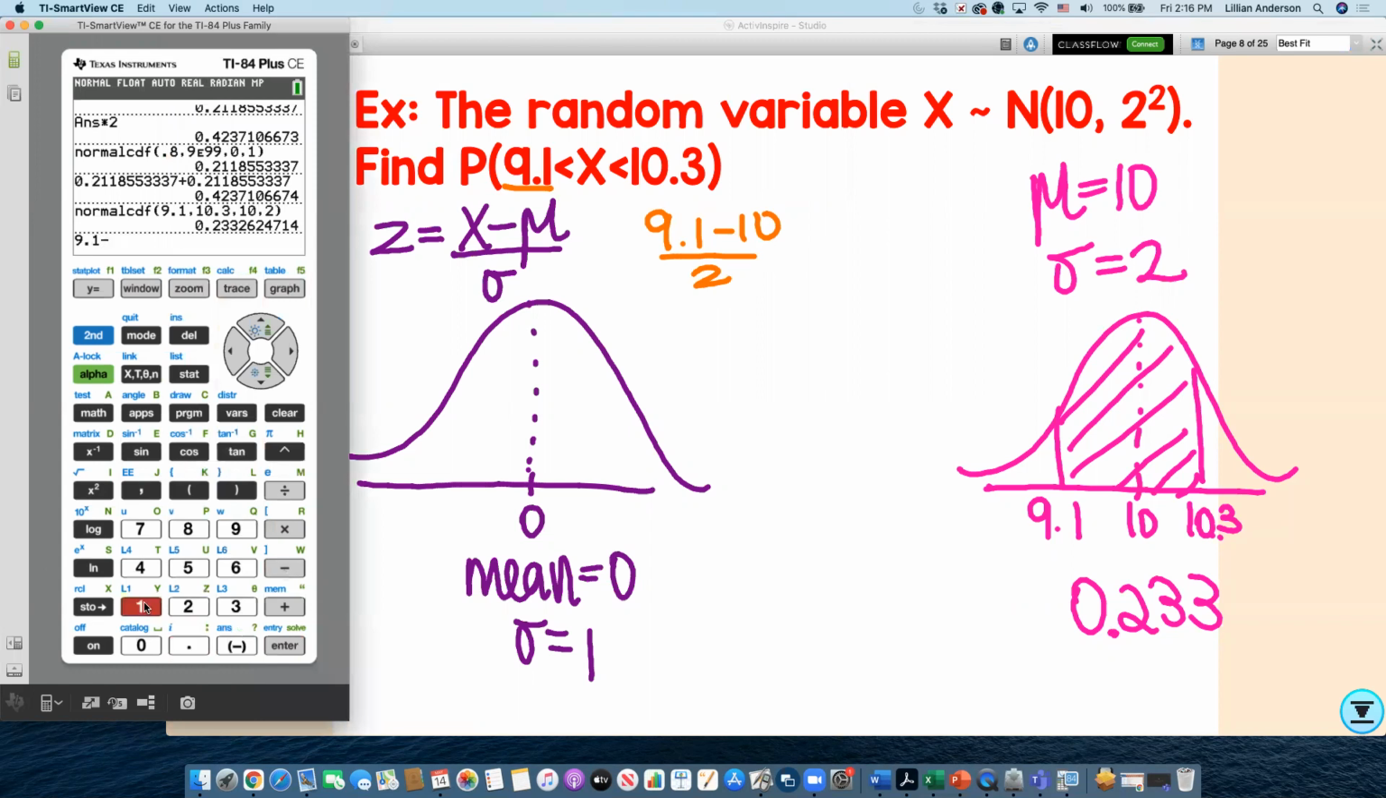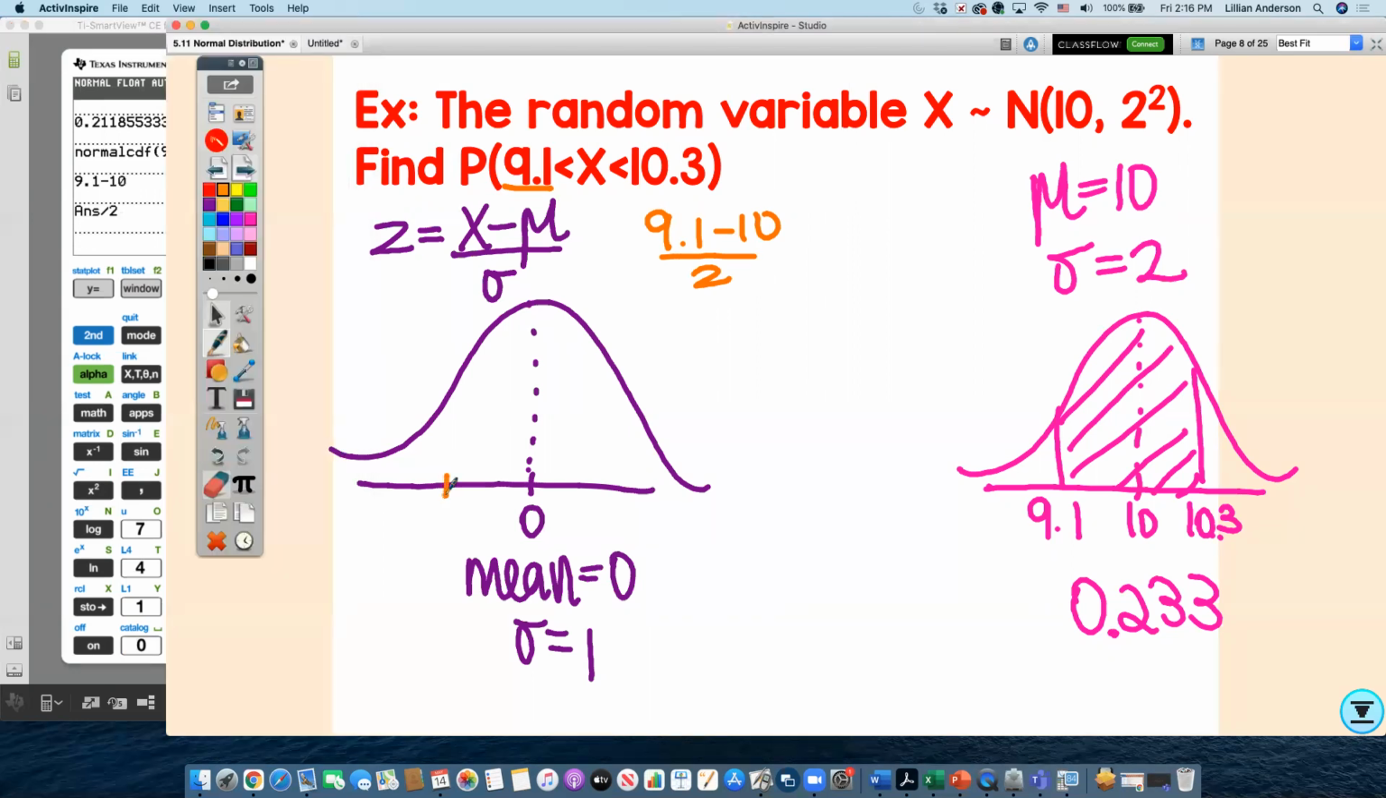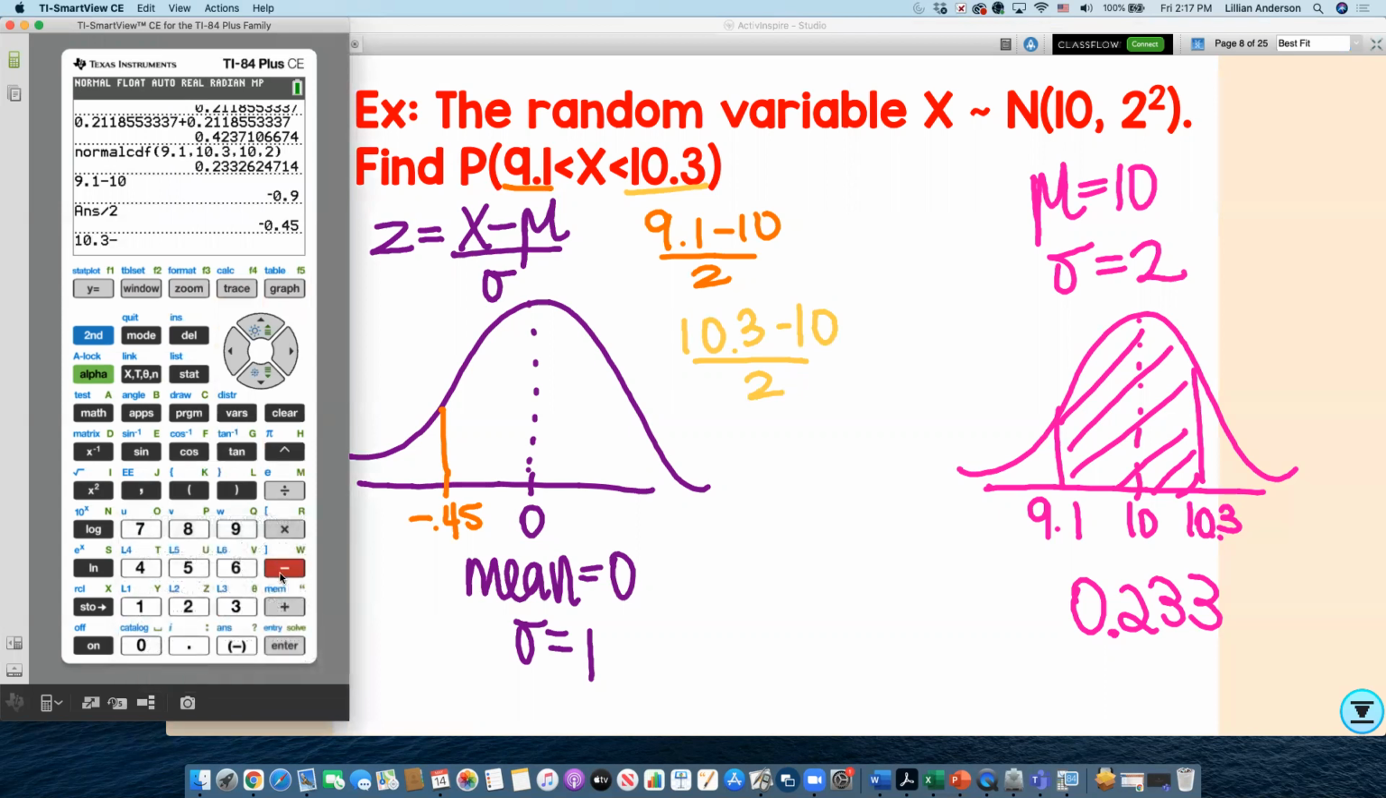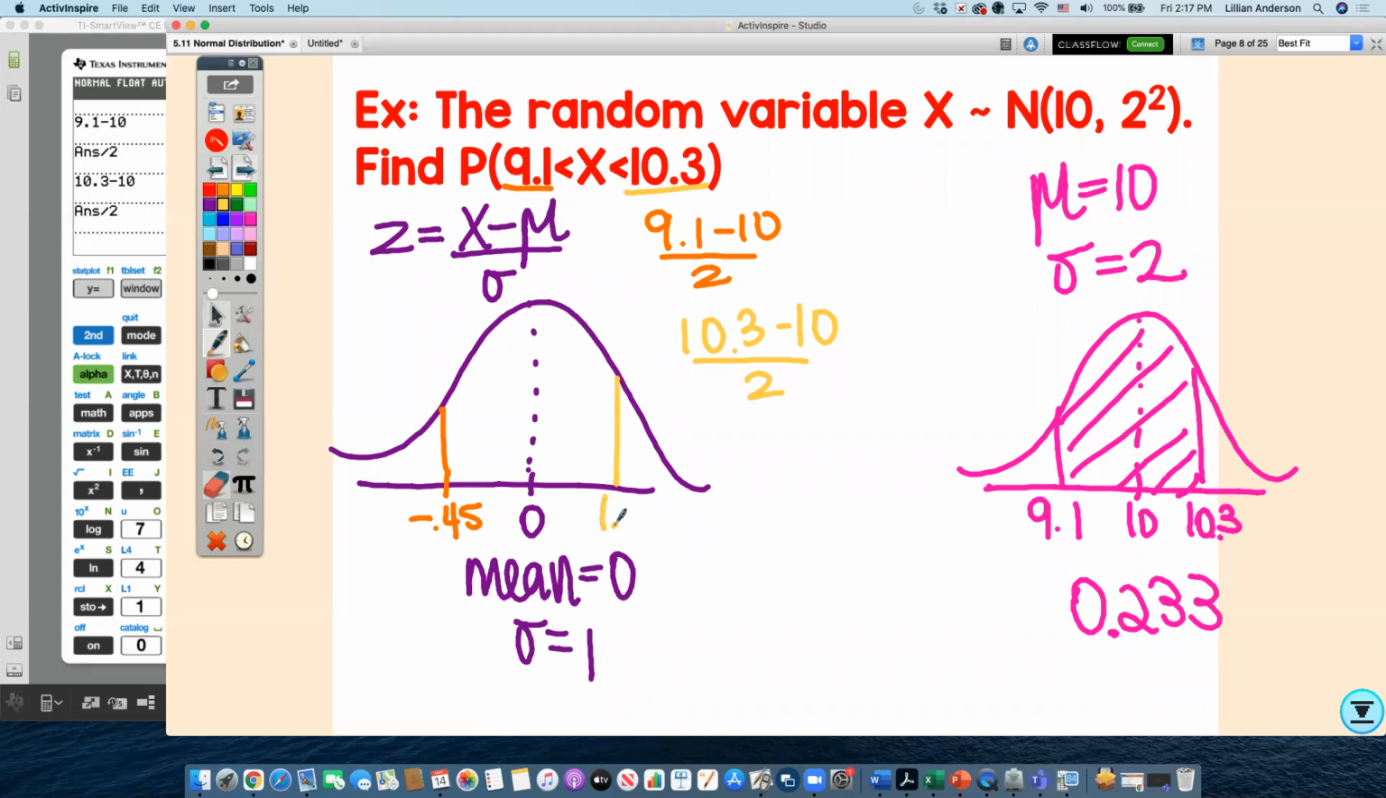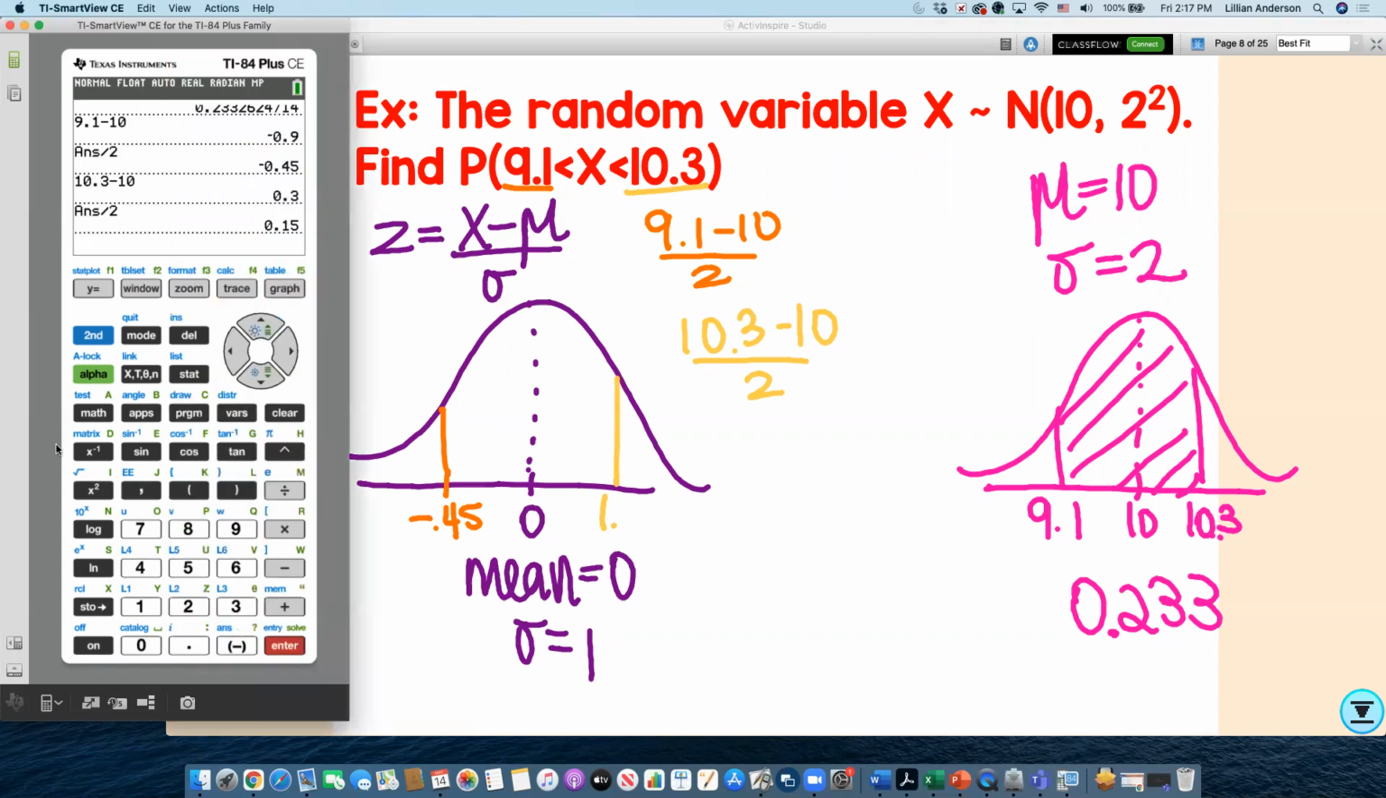So 9.1 minus 10 divided by 2 is negative 0.45. Negative 0.45 corresponds to 9.1 on a normal distribution curve. Okay. I can do the same thing for 10.3. Make sure you stay with me. I'm showing you how to use this formula to convert from a normal distribution to a standard normal. This skill is going to be helpful later on down the line. That corresponds to 0.15.